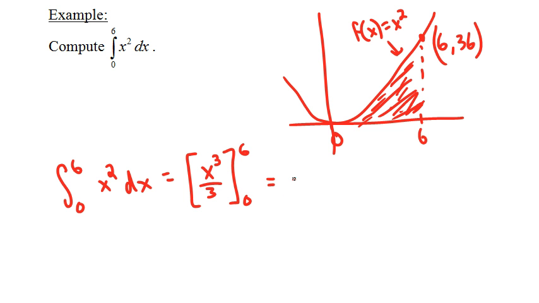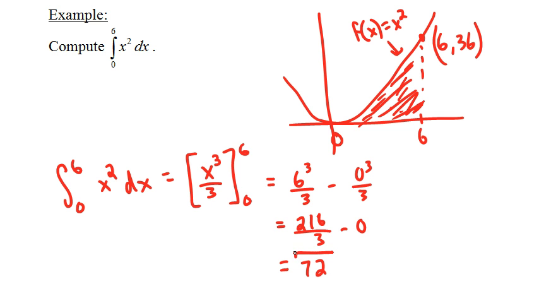And we're going to plug in 6, and we'll plug in 0. What we end up with is 216 over 3 minus 0. And 216 over 3 is 72. So 72 square units, that's how much area this region is right in here.